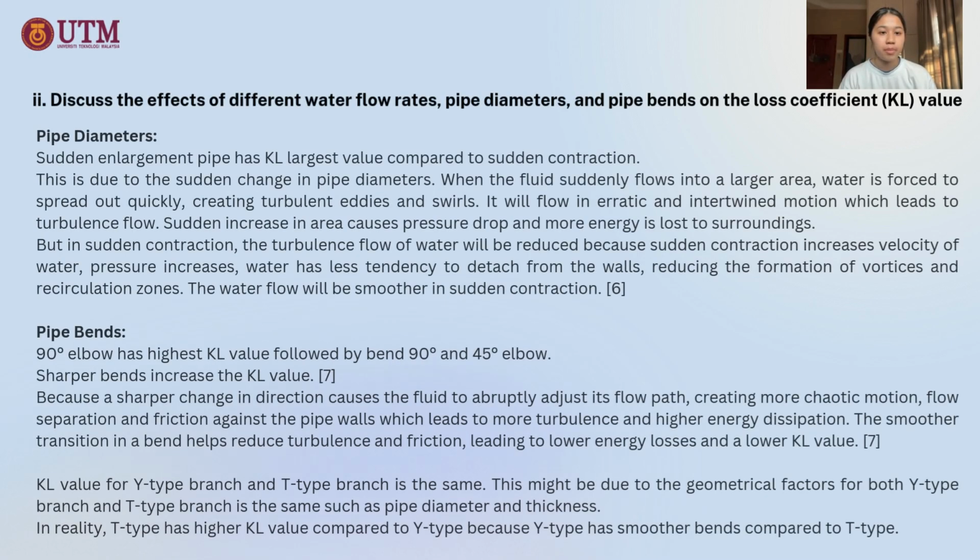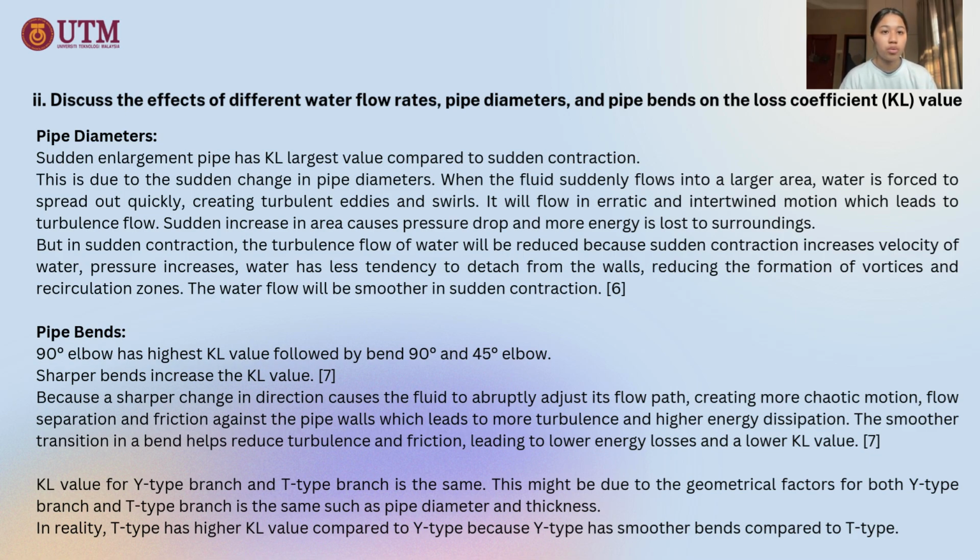The second one is pipe diameter, which affects the KL value. In a pipe, sudden enlargement has the highest KL value compared to sudden contraction, as shown in the table, because when water flows into a larger pipe, it spreads out quickly, creating turbulence and energy loss. In sudden contraction, water speed increases, pressure rises, and the flow stays close to the pipe wall, reducing turbulence and making the flow smoother. The third one is pipe bends.